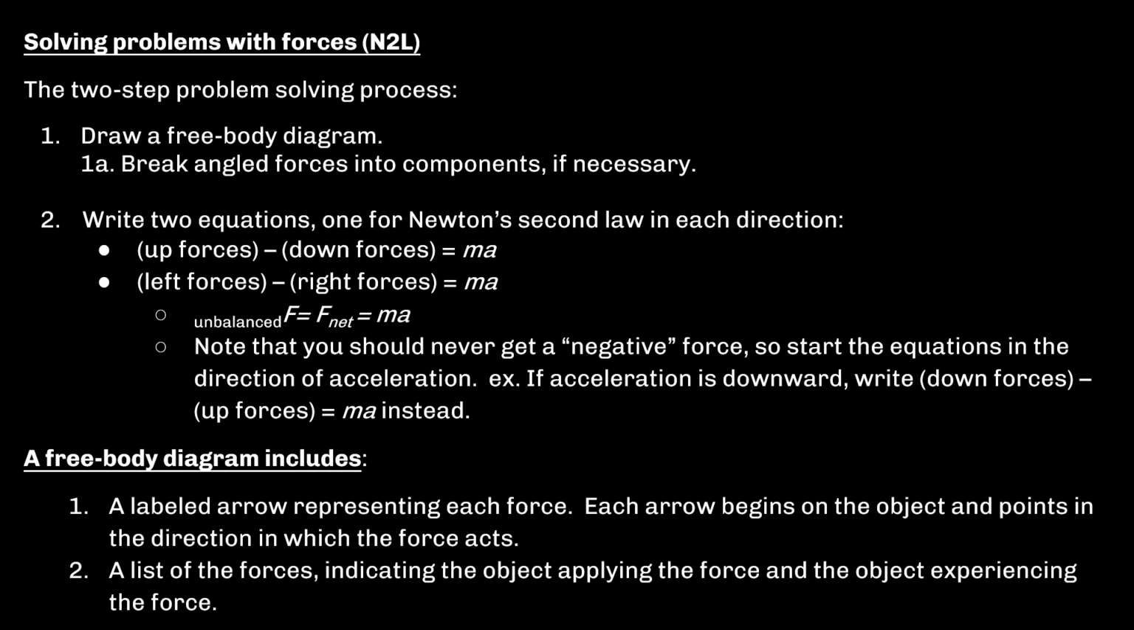Then what is a free body diagram, or what does it include? It's going to include an arrow representing each force. Each arrow begins on the object. We have a dot for that, and points in the direction in which the force acts. Then we have a list of forces to the side, talking about the object applying the force and the object experiencing the force. So let's go into our last page of facts here.